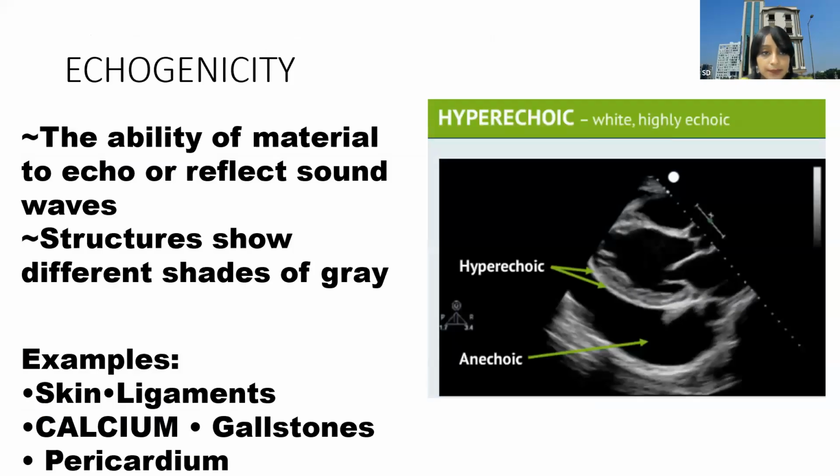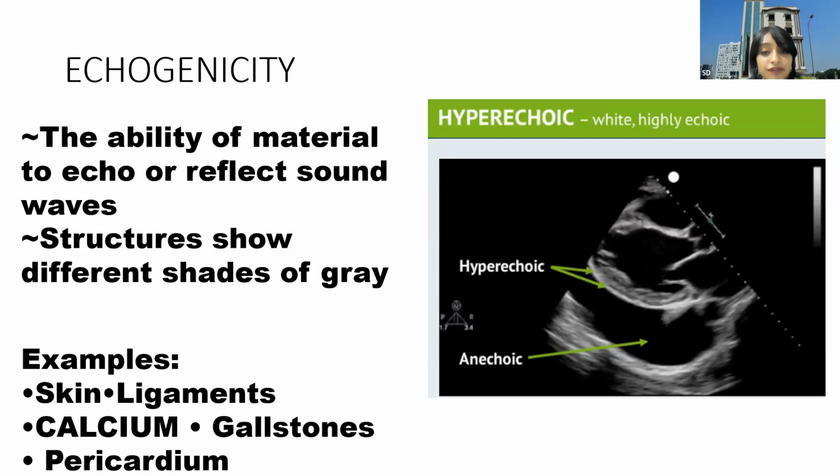Now, what is echogenicity? Echogenicity is the ability of the material to echo or to reflect the sound waves. This echogenicity is seen on the screen as different shades of gray. If we talk about a hyperechoic structure, it looks white and it is highly echoic. That means it reflects most of the ultrasound energy.